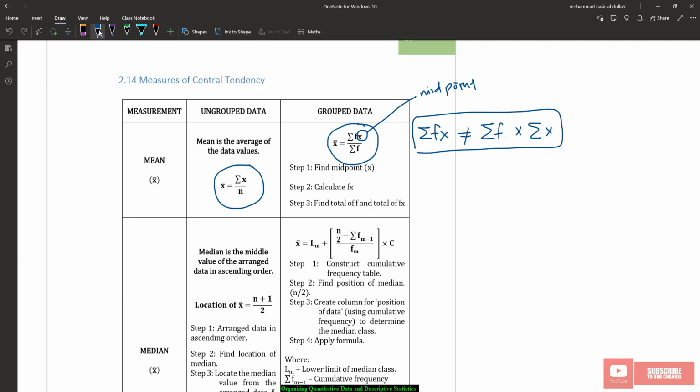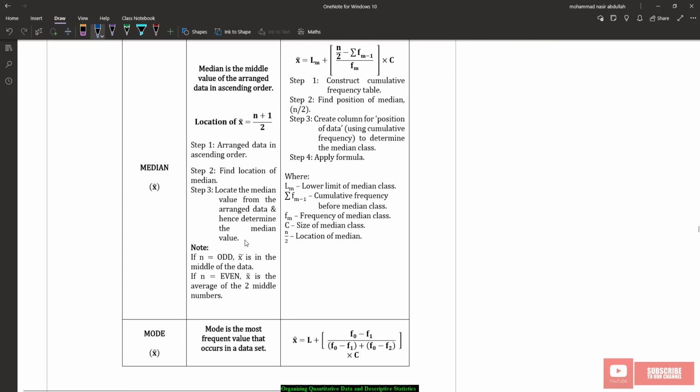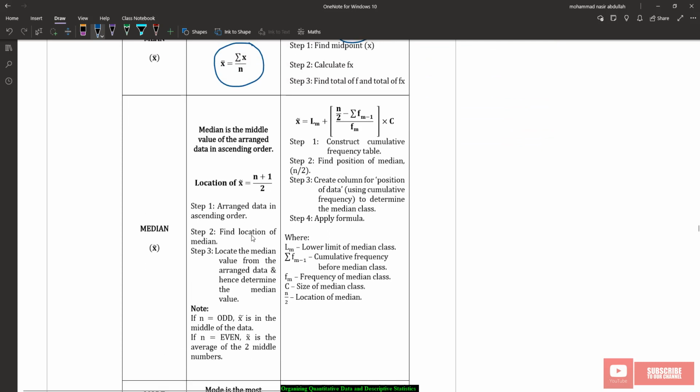If the frequency table has a range of values. If the frequency table doesn't have any range of values, then this x is going to be the class value, right? So the median is the middle value of the data, right?